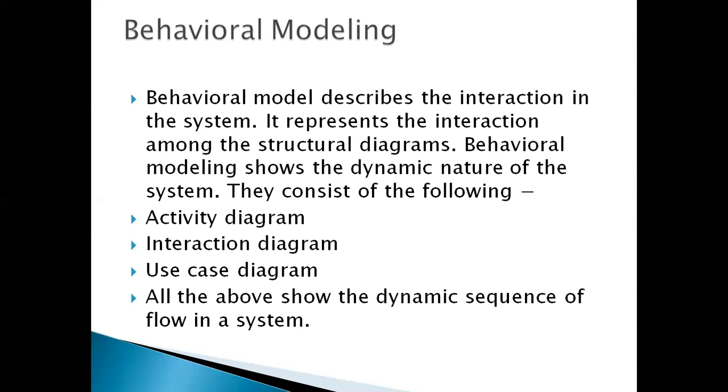It consists of activity diagram, interaction diagram, and use case diagram. Behavioral modeling includes activity diagram, interaction diagram, and use case diagram, whereas structural modeling includes class diagram, object diagram, and component diagram. All the behavioral diagrams show the dynamic sequence of the flow in a system.